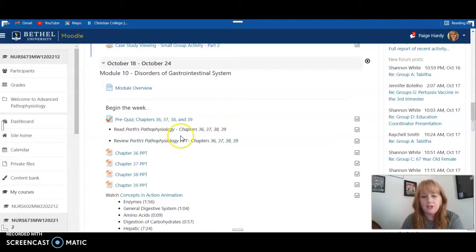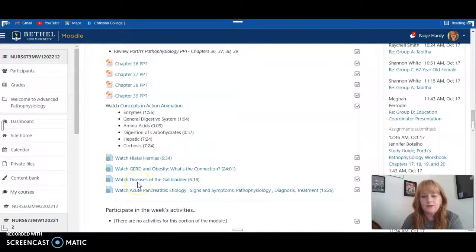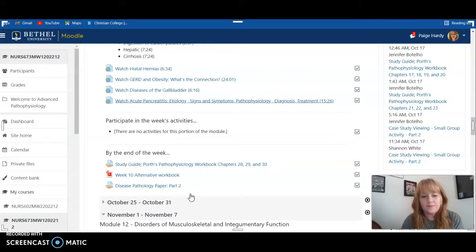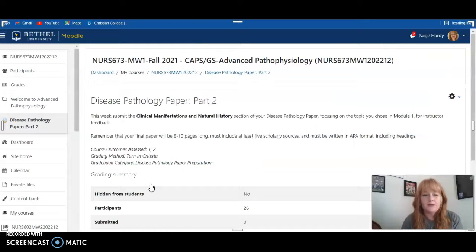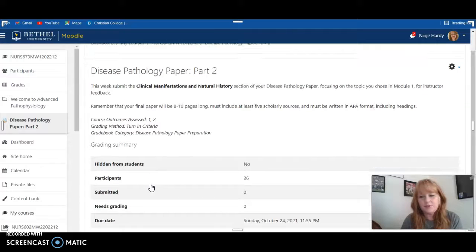Then there are some chapters for you to read here, 36, 37, 38, and 39, and then the corresponding PowerPoints. There are some nice concepts and animations to watch over different disorders, etc. There's the study guide on chapters 28, 29, and 30, and then the disease pathology paper part 2 for this week. Looking at that, it's similar to the first section.